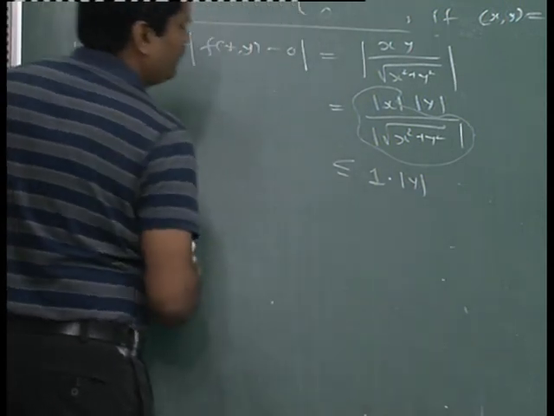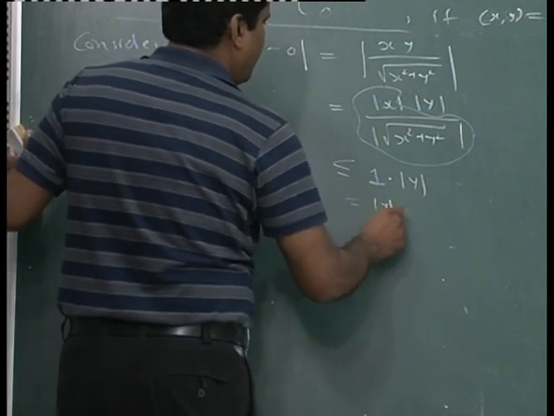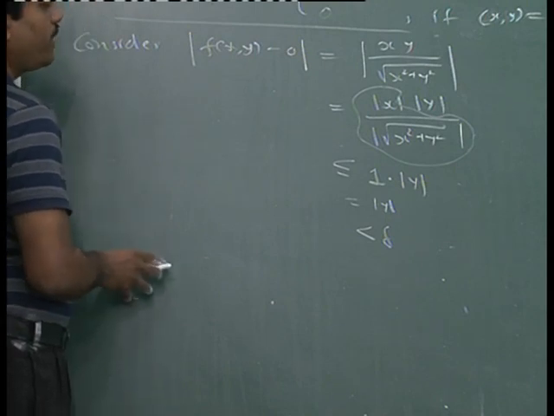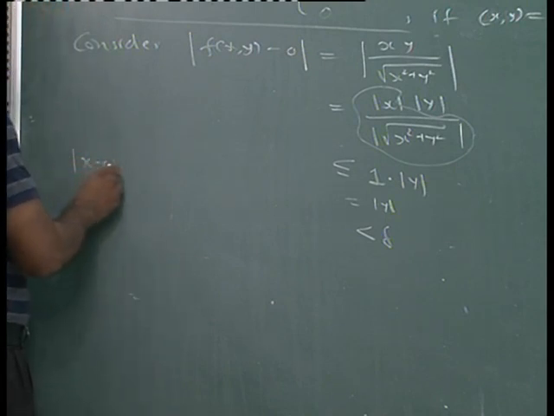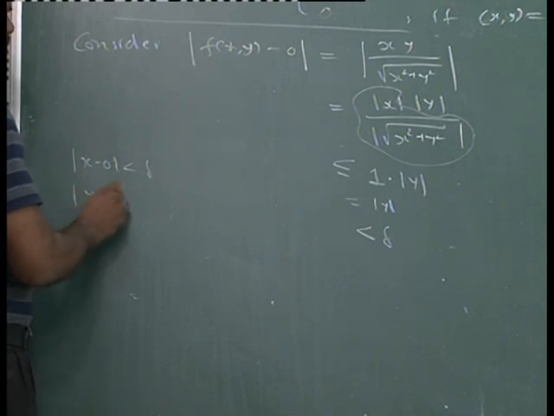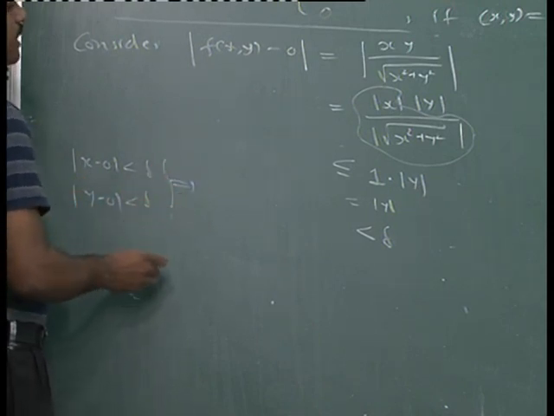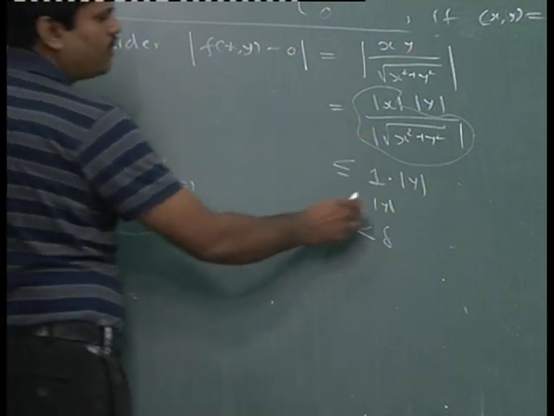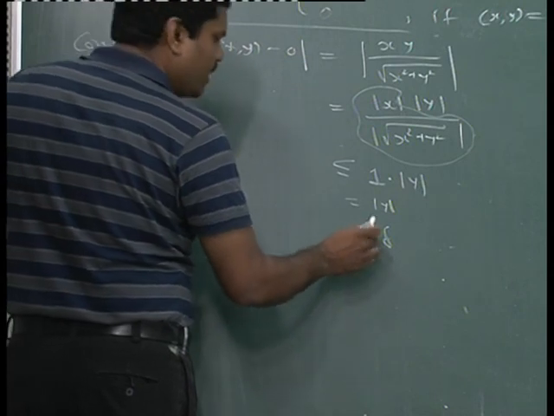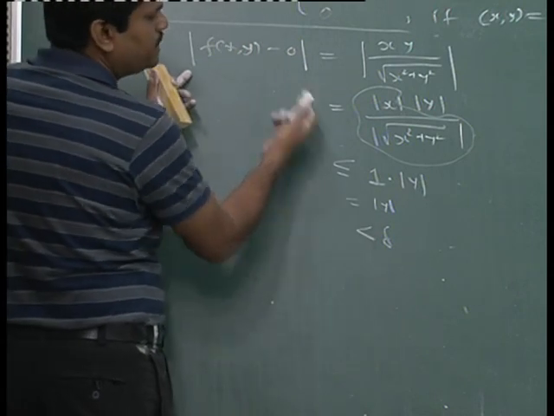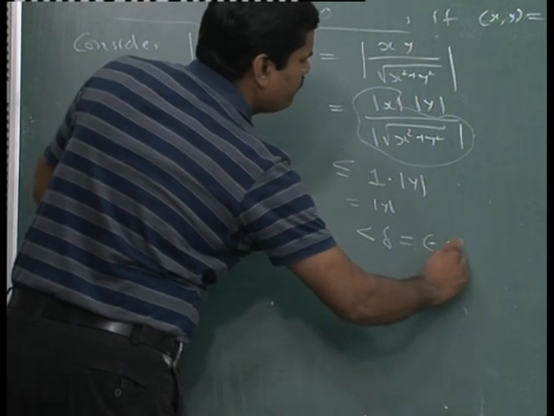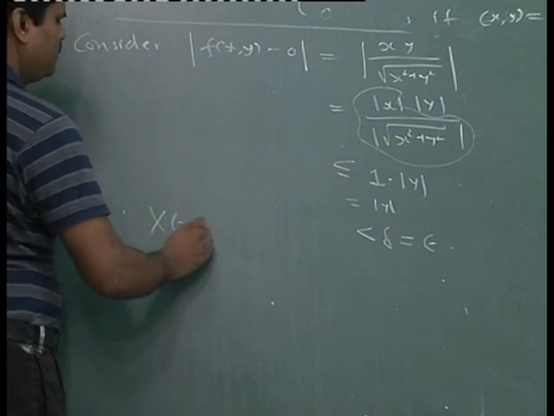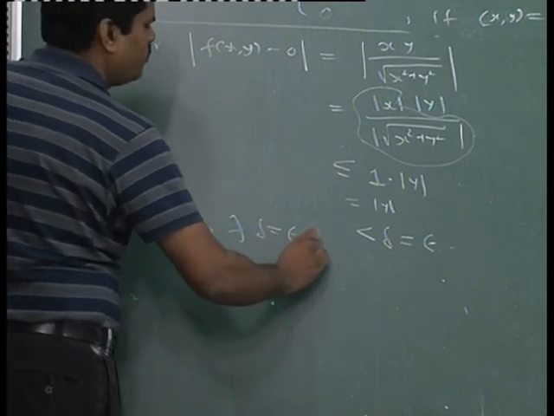Okay. Now, this means it is mod of y, and mod of y is always less than delta. Because of that condition, if you remember, our aim is to find delta such that whenever mod of x minus 0 is less than delta and mod of y minus 0 is less than delta, these two together imply mod of f(x, y) minus 0 is less than epsilon. So, because of this condition, I can write mod y is less than delta. Now, from this we get the idea, if I want to make this less than epsilon, I should choose delta equal to epsilon.